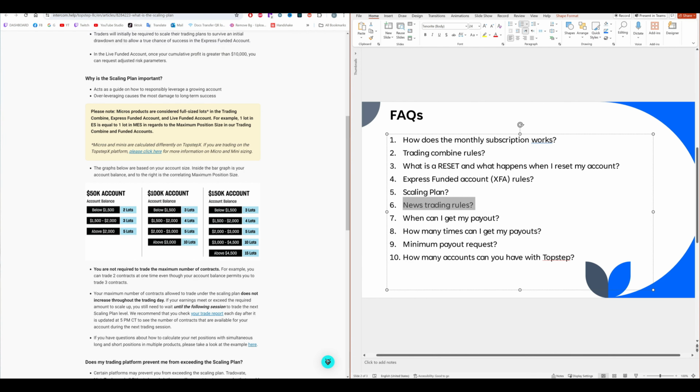Next is the news trading rule, and the good thing is they do not have any news trading rules. You can literally press the button as the news releases, buy or sell, it's up to you. You're taking the trade at your own risk. They don't need to put any rules to restrict you from that, because at the end of the day, those prop firms are there to make money, and if you're making a reckless decision like that, they probably will win because they're betting against you.